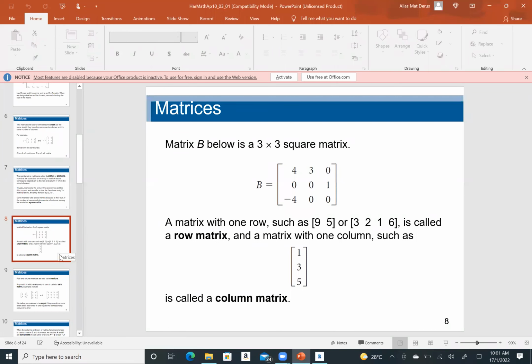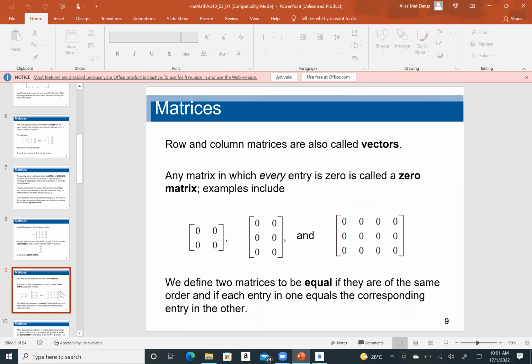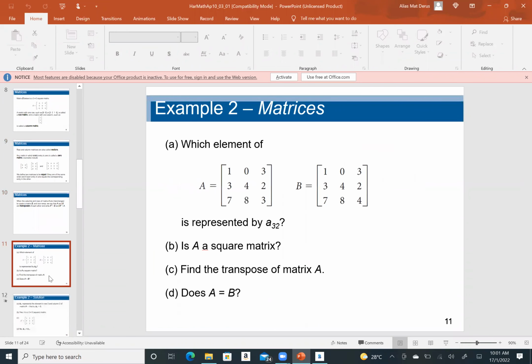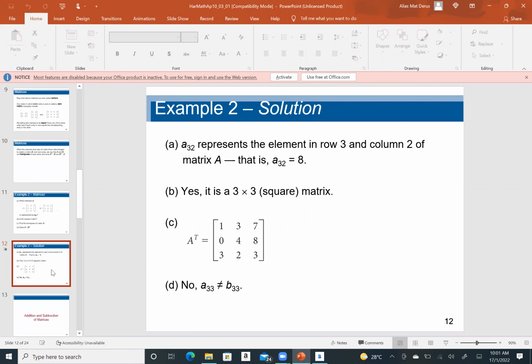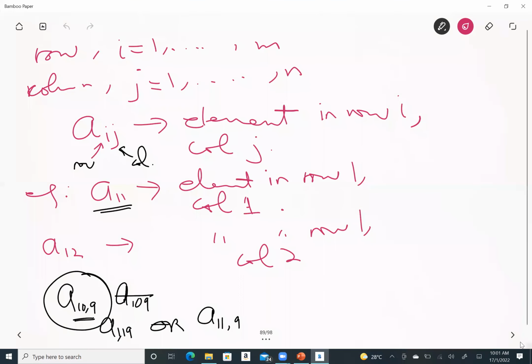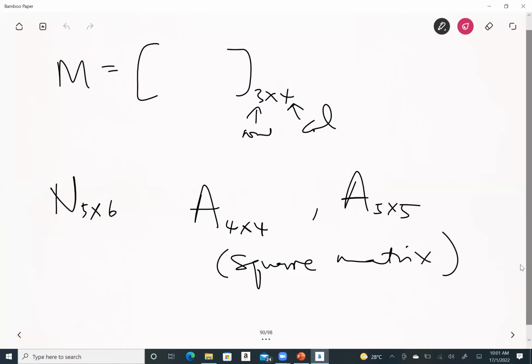So we have done column matrix, row matrix, zero matrix. Okay, so we have a zero matrix, just like the number 0. This is where we stopped, at transpose of a matrix. There is another type of matrix. It's not in the slide. It's called, what do you call it?